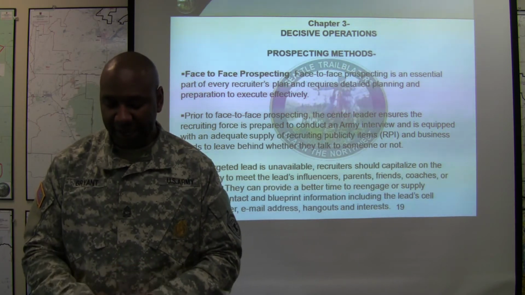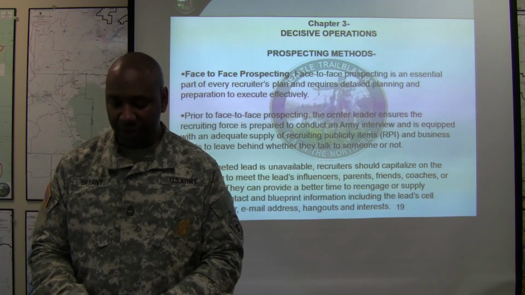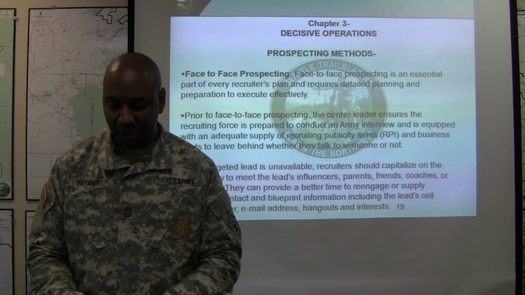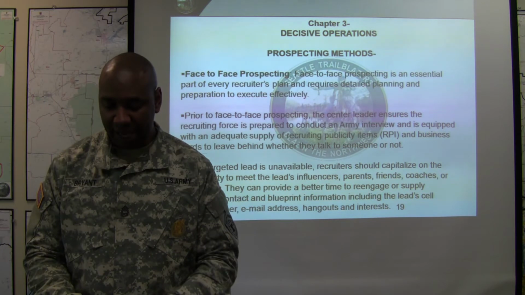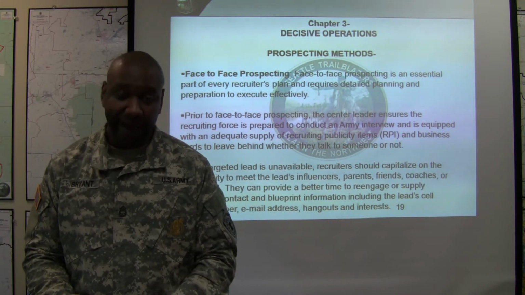If the targeted lead is unavailable, recruiters should capitalize on the opportunity to meet the lead's influencers: parents, friends, coaches, or coworkers. They can provide a better time to re-engage or supply additional contact and blueprint information, including the lead's cell phone number, email address, hangouts, and interests.